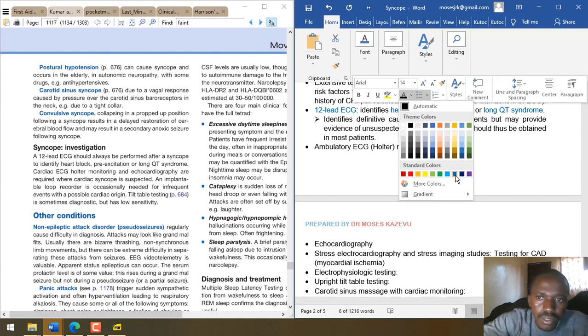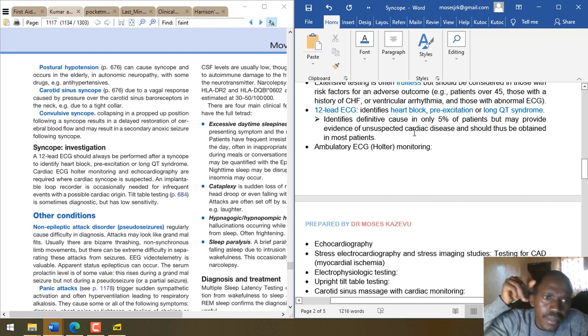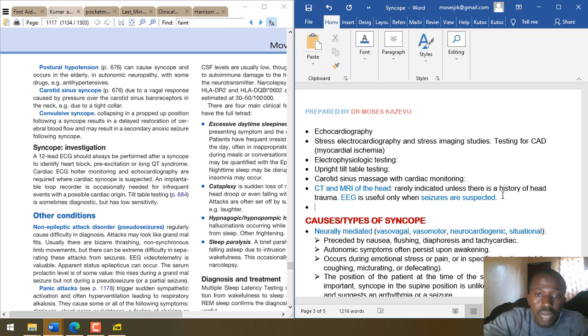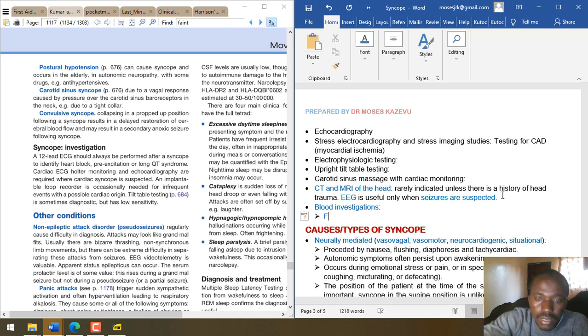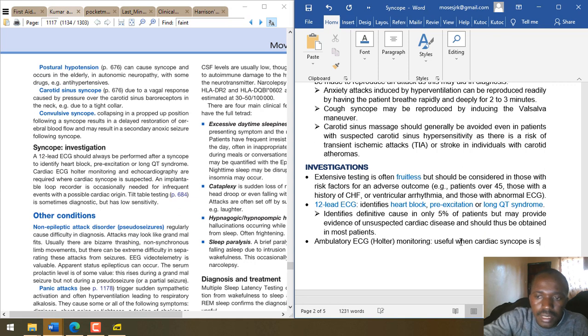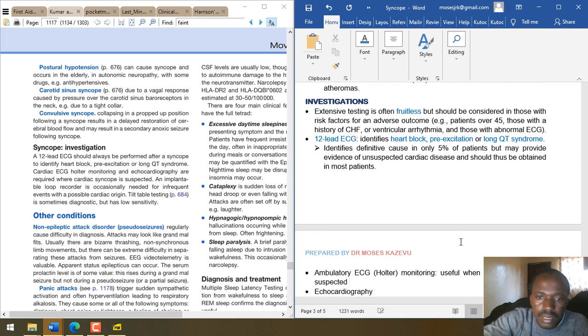So this can help pick up these things on your ECG if someone presents with syncope. Of course, we had said something about anemia, right? So it's also very important that these are not just imaging studies that we should do, also blood investigations. So keep in mind your full blood count to rule out anemia. Cardiac Holter monitoring is required, useful when cardiac syncope is suspected.